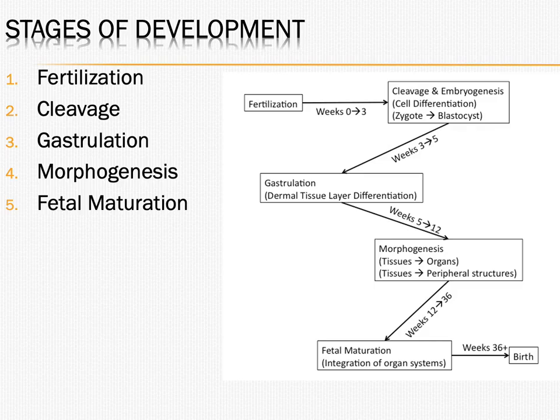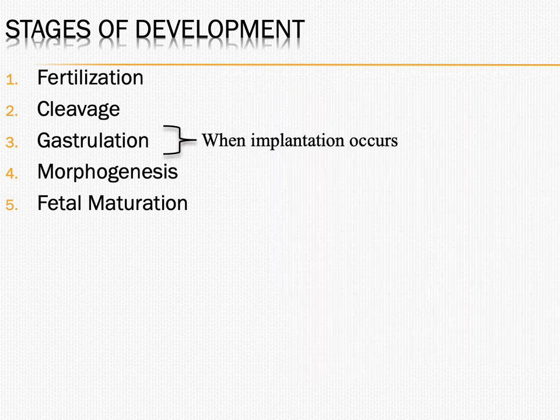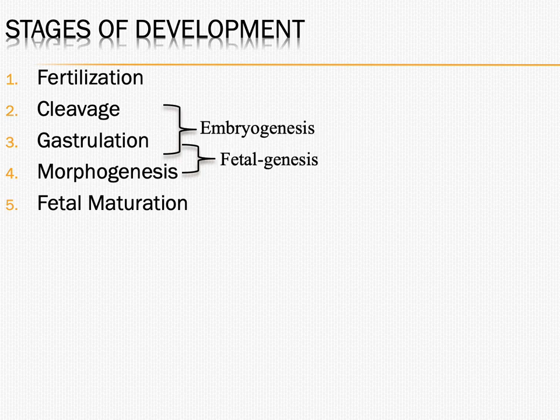When we look at the overall stages of development, we can break it down into 5 distinct phases. The first phase is fertilization. Then we get cleavage, followed by gastrulation and embryogenesis, leading to morphogenesis, leading to fetal maturation, in which the gastrulation phase is the phase in which implantation will occur. This is following the formation of the embryo. And then we get a stage known as fetogenesis, which takes place in the process of developing the fetus itself.